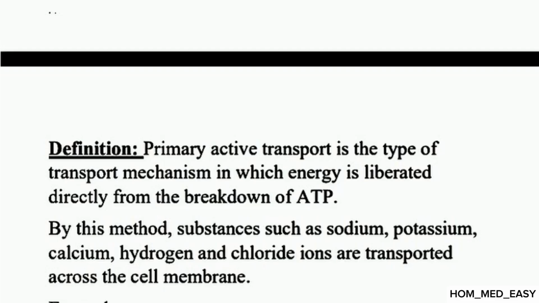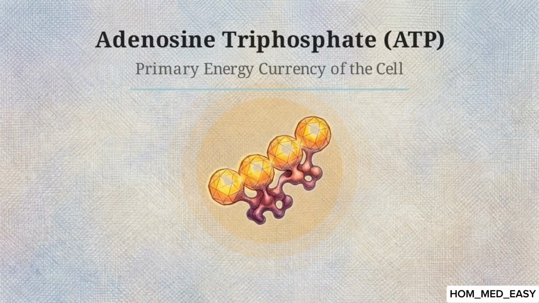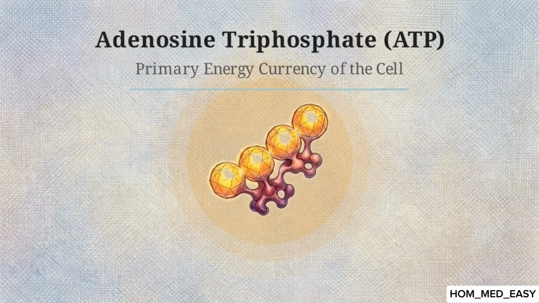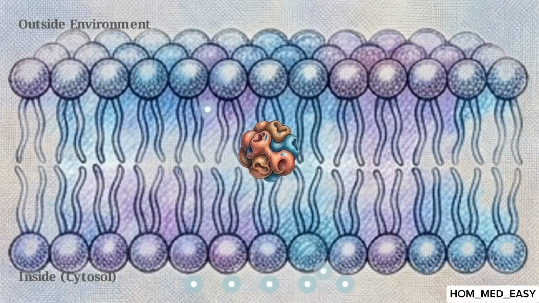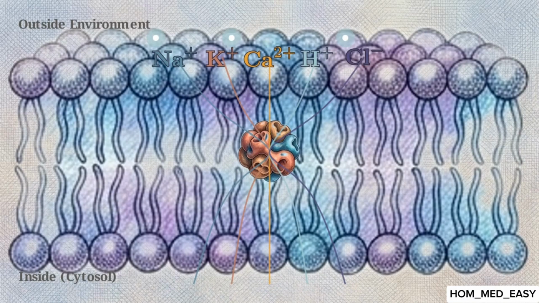Primary active transport is defined by how it powers this work. It is a transport mechanism where energy is liberated directly from the breakdown of ATP. Adenosine triphosphate, or ATP, provides the chemical energy that powers this specific process. This method is used to move vital substances across the cell membrane, including sodium, potassium, calcium, hydrogen, and chloride ions.